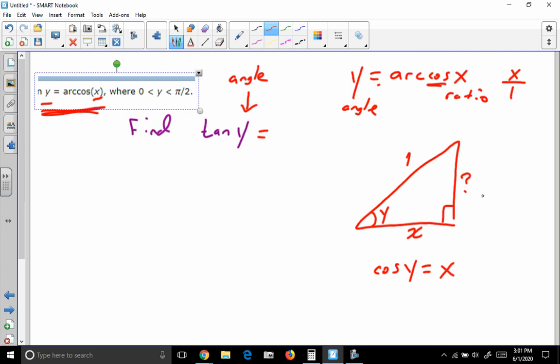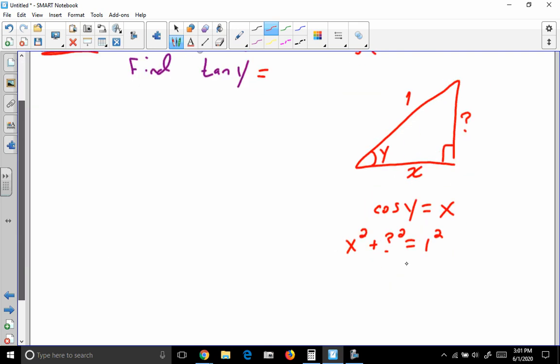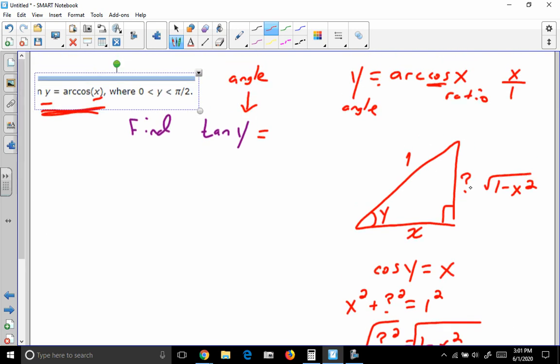So if we want to find that other side, we have a right triangle. We can find that using the Pythagorean theorem. So x squared plus the side we're looking for squared equals the hypotenuse squared. If we're solving for that unknown side, subtract x squared from both sides. So 1 minus x squared. Get rid of the square by taking the square root of both sides. So that unknown side is the square root of 1 minus x squared. So that just gives us an expression for this other side, knowing the adjacent and the hypotenuse side.